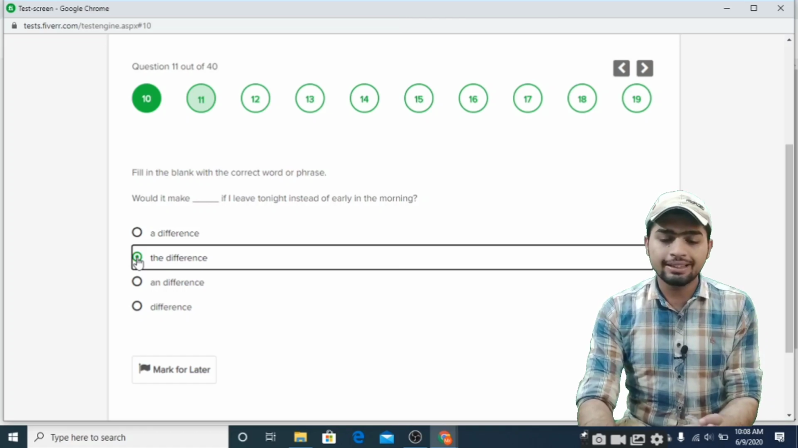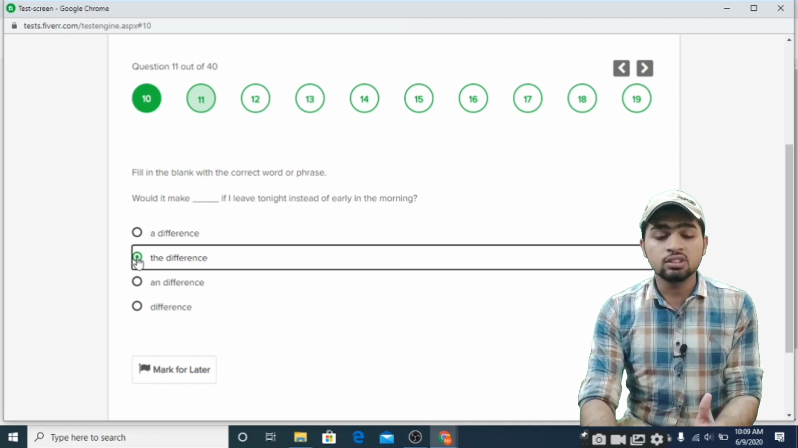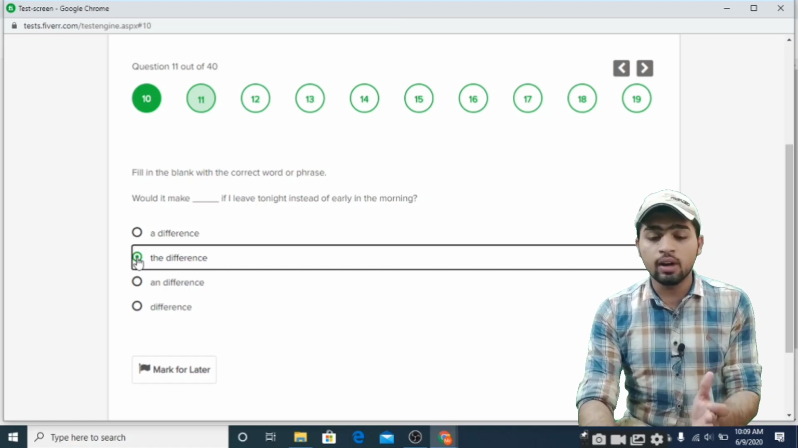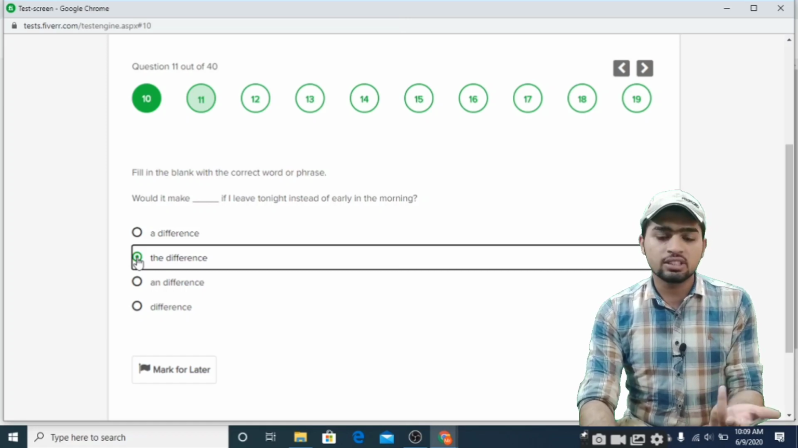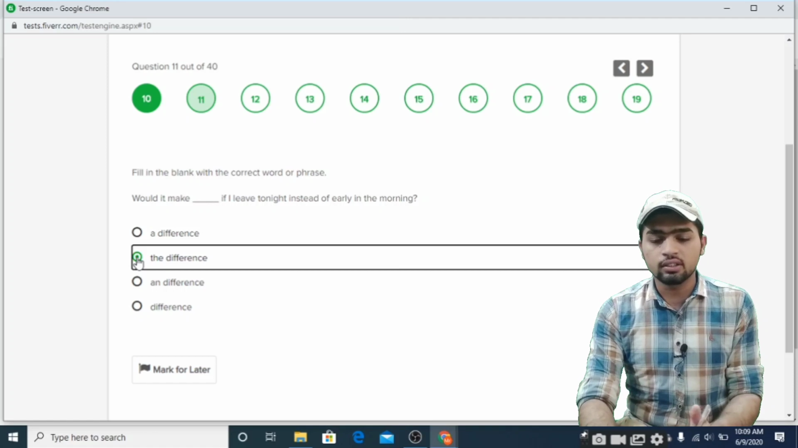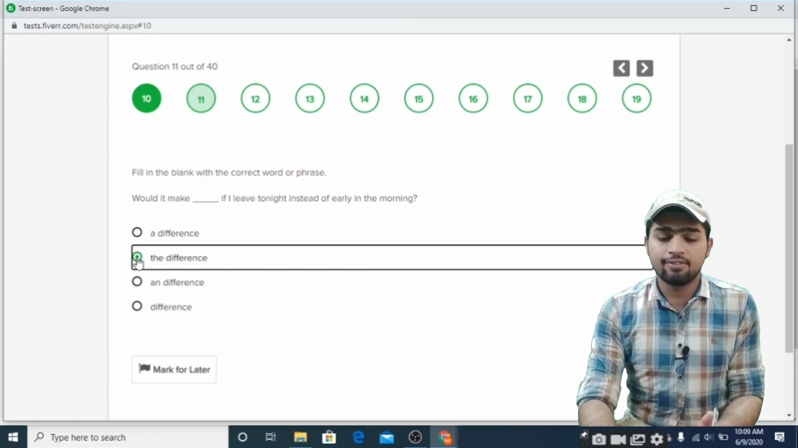Would it make the difference? Would it make an difference? Would it make difference if I leave tonight instead of early in the morning? So in my opinion, the second one is the correct answer. Would it make the difference?